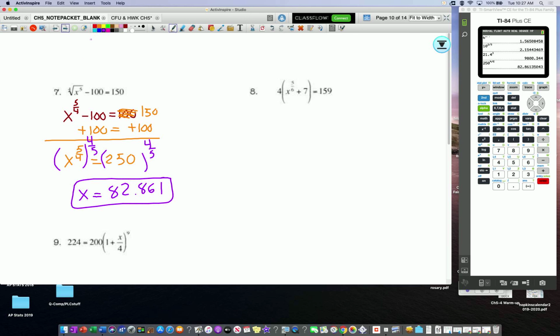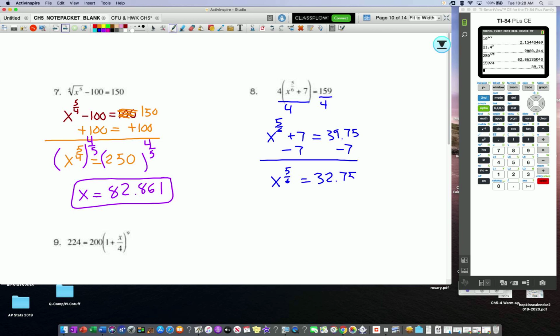Look at this next one. First thing I need to do is, luckily it's already a fractional exponent, so x to the 5/6 plus 7 equals 159 divided by 4. Oh, 39.75, that's not bad. Subtract 7, so x to the 5/6 equals now 32.75. 39 minus 7 is 32, still with that decimal. So now raise it to the 6/5 power.